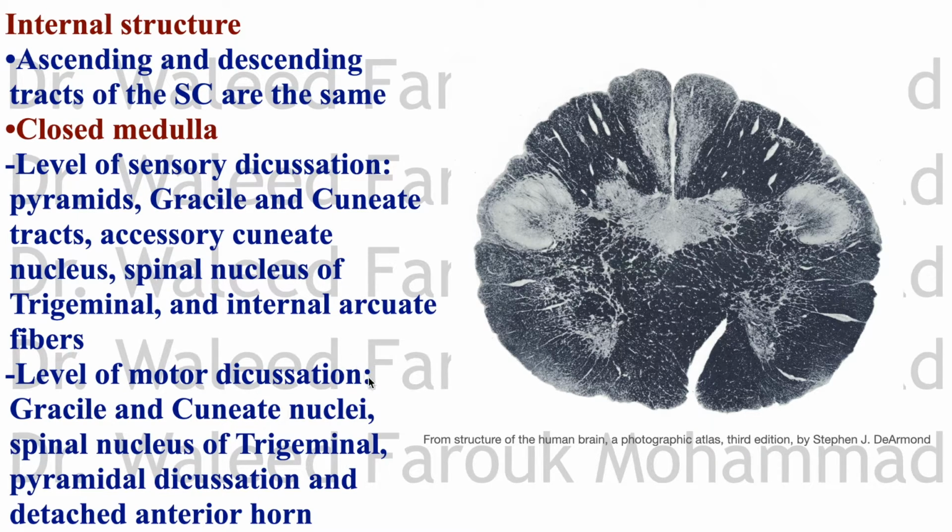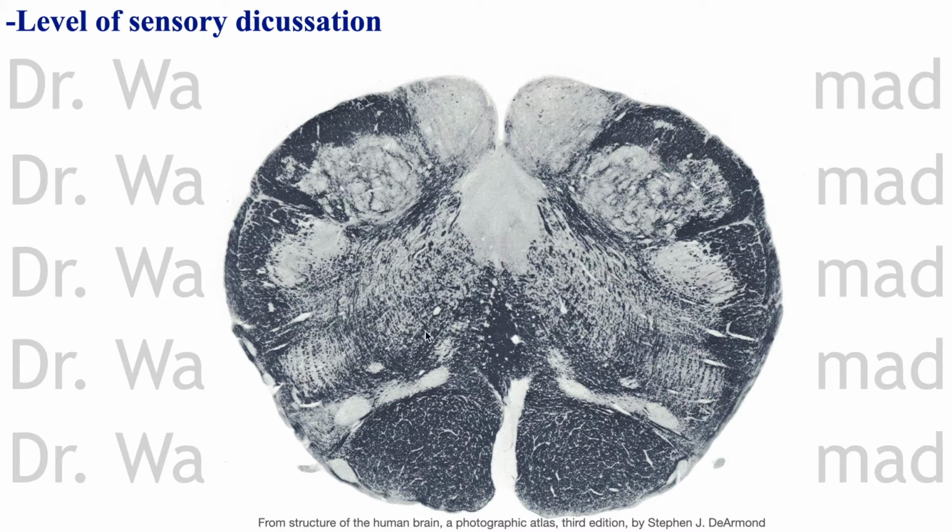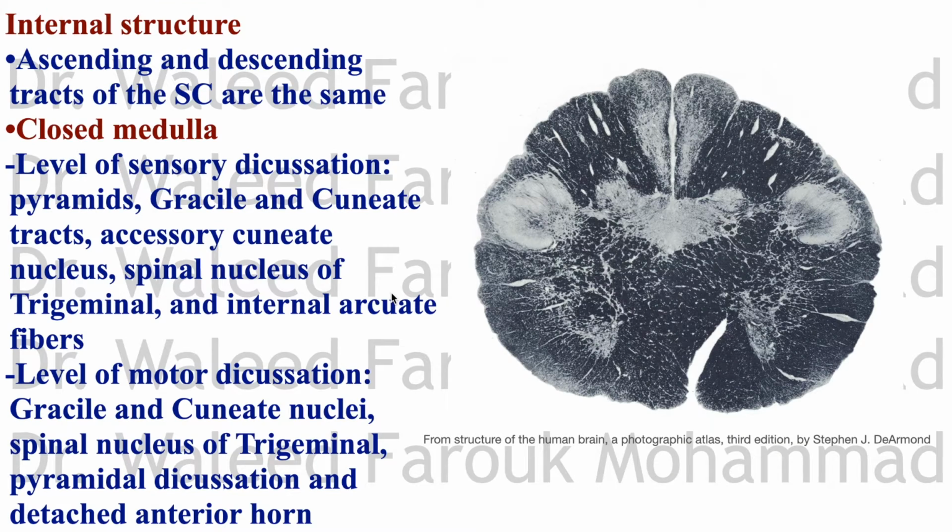So at the level of sensory decussation, we saw the pyramids, gracile and cuneate tracts, accessory cuneate nucleus, spinal nucleus of the trigeminal. See the spinal nucleus of the trigeminal is also present in the motor decussation. It's very evident here. And the internal arcuate fibers will form as you go up, so you will see them in the sensory decussation section. These are the internal arcuate fibers.